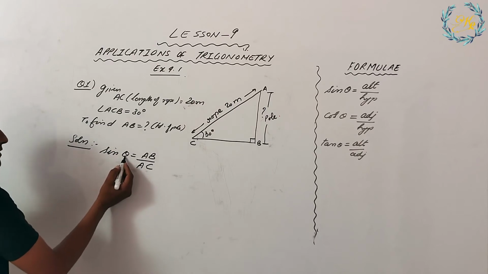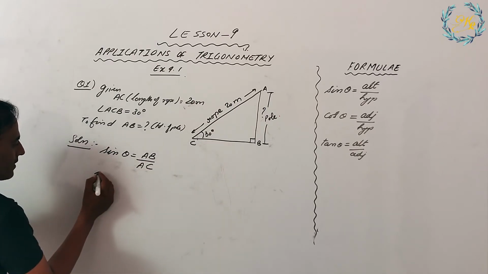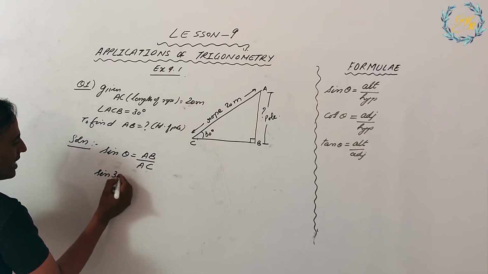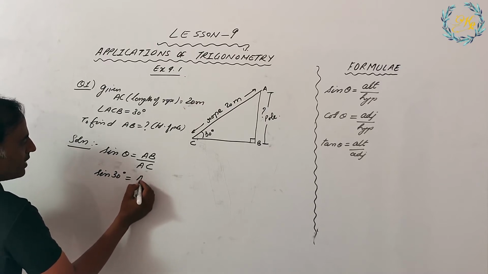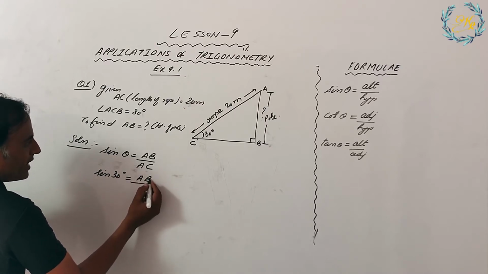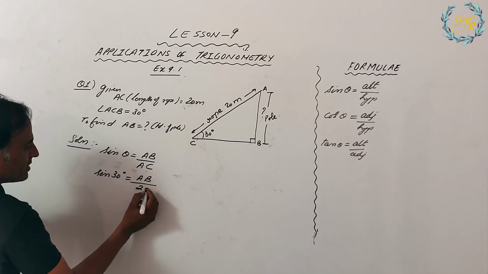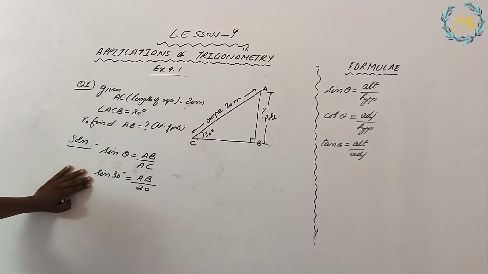Now replacing the value of theta from the diagram, sine 30 degrees is equal to AB, which we have to find, upon AC, which is 20. Now, in the previous chapter I had taught you how to find the value of sine, cos and tan of 30 degrees.